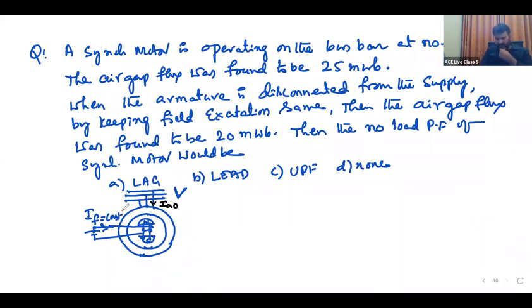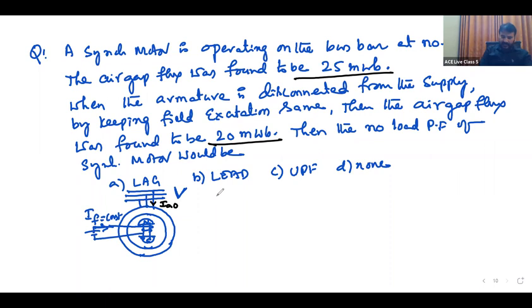What is the answer? That we have to verify. The data given is in terms of flux. Flux is given: when the armature is connected, 25 milliwebers; when disconnected, 20 milliwebers. With that, we have to see. Okay. Listen.